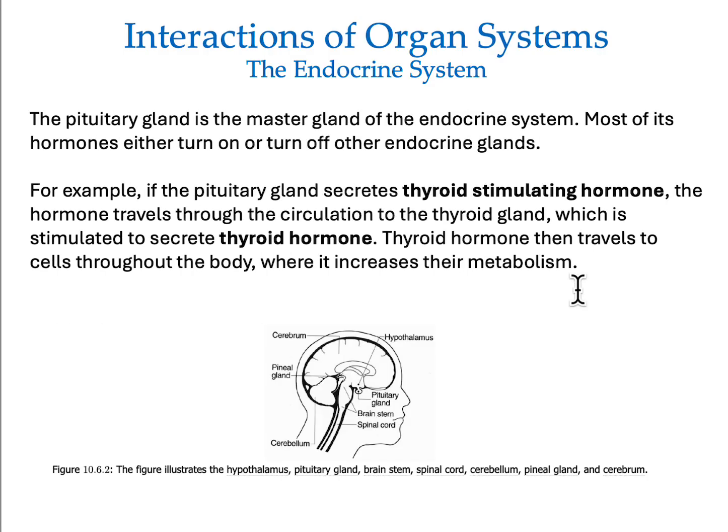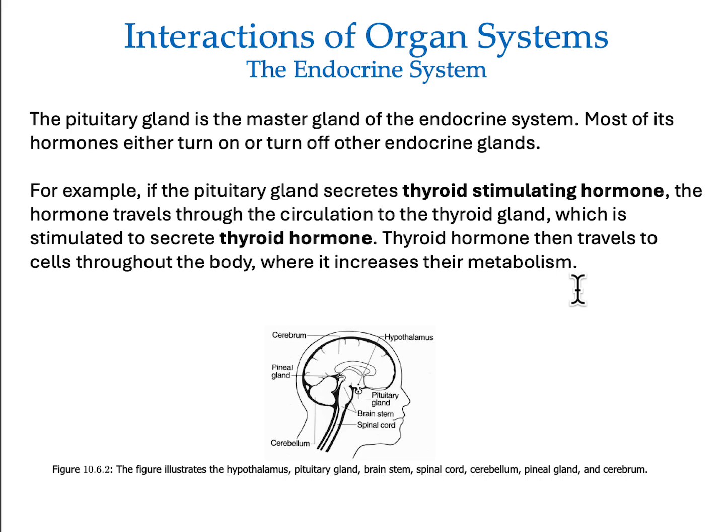The pituitary gland is the master gland of the endocrine system. Most of its hormones either turn on or turn off other endocrine glands. For example, if the pituitary gland secretes thyroid stimulating hormone, the hormone travels through the circulation to the thyroid gland, which is stimulated to secrete thyroid hormone.